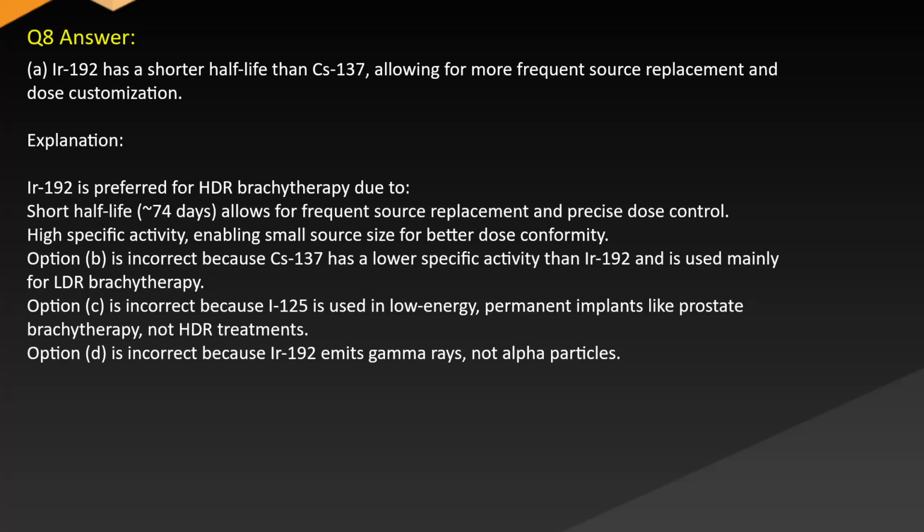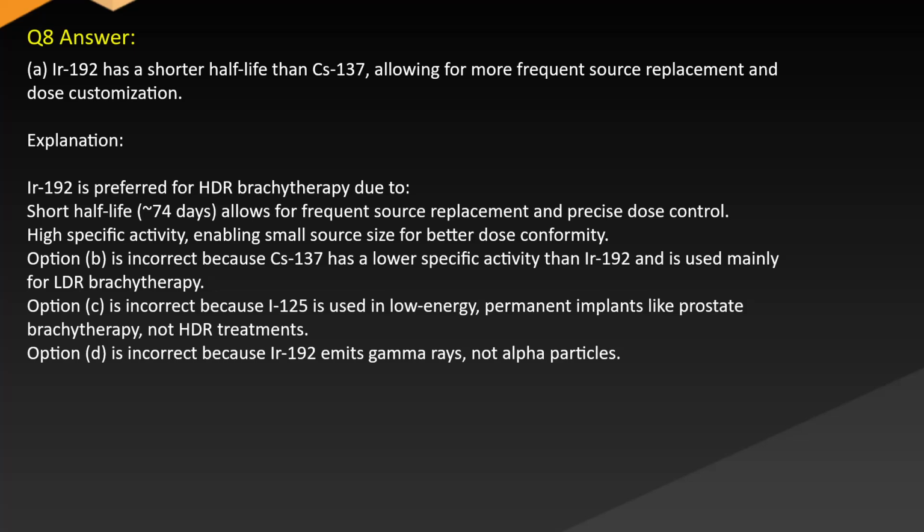Answer: A. Ir-192 has a shorter half-life than Cs-137, allowing for more frequent source replacement and dose customization. Explanation: Ir-192 is preferred for HDR brachytherapy due to its short half-life, 74 days, which allows for frequent source replacement and precise dose control, and its high specific activity enabling small source size for better dose conformity.